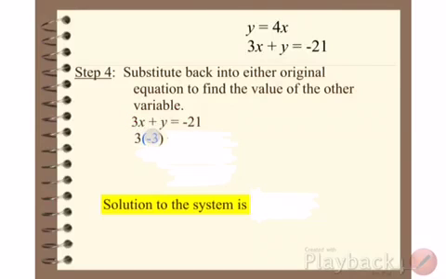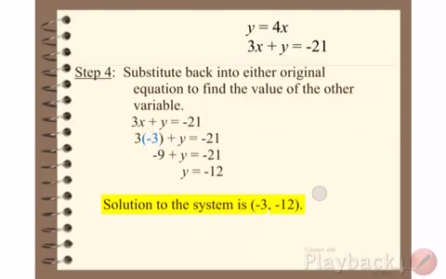So 3 times negative 3 plus y is equal to negative 21. So 3 times negative 3 is negative 9 plus y is equal to negative 21. The minus 9 comes over and becomes plus 9, and negative 21 plus 9 is going to give you negative 12, so y is equal to negative 12. So now my y value is negative 12 and my x value originally was negative 3, so my solution, or my point of intersection, is negative 3, negative 12.